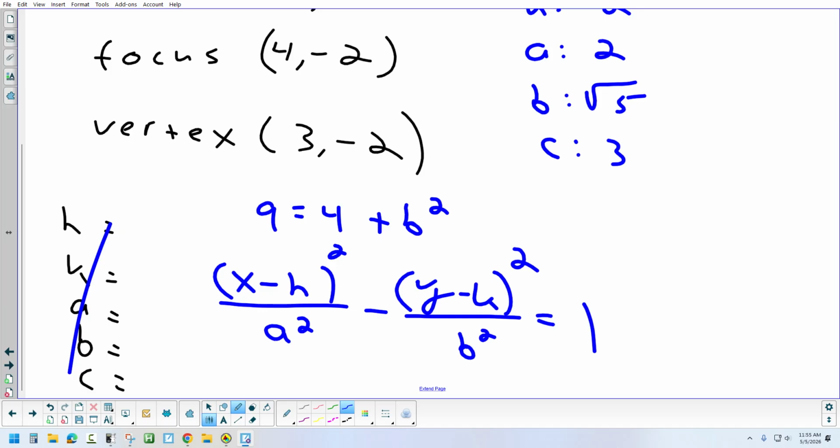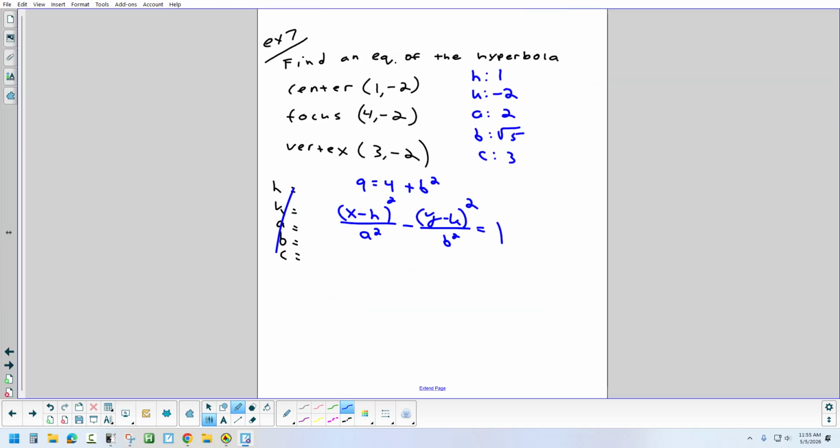Now we just fill it all in. Let me go like this. So X minus 1 over 4. I'm going to have Y minus negative 2, so it's going to be plus 2, over B squared, which is 5, equals 1.